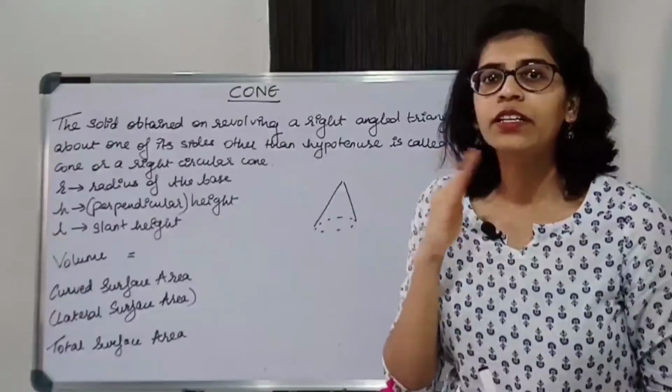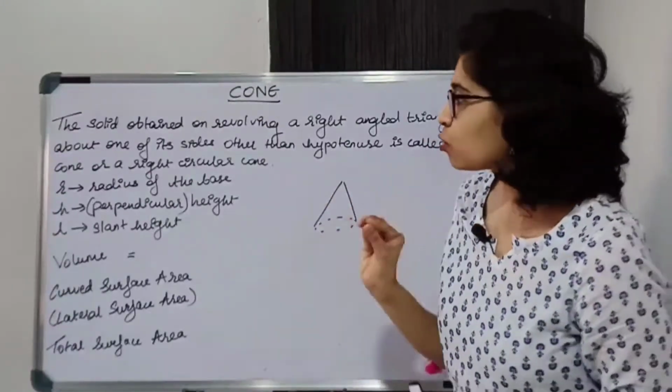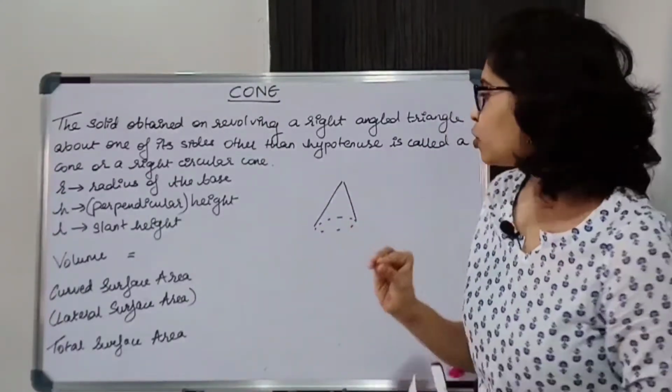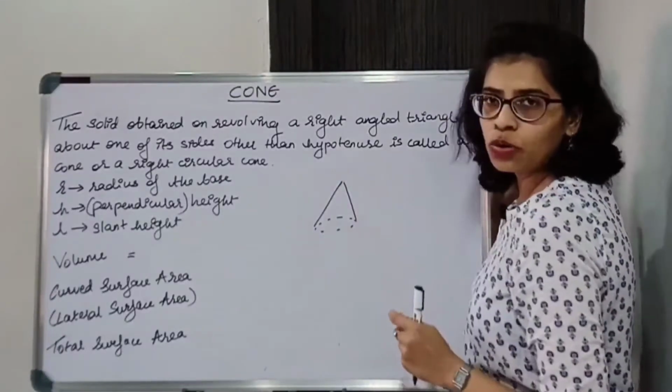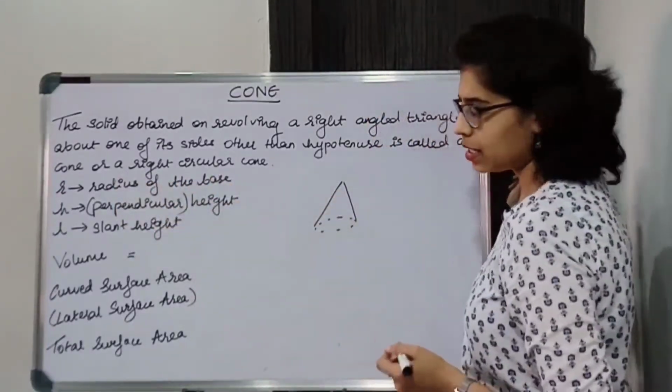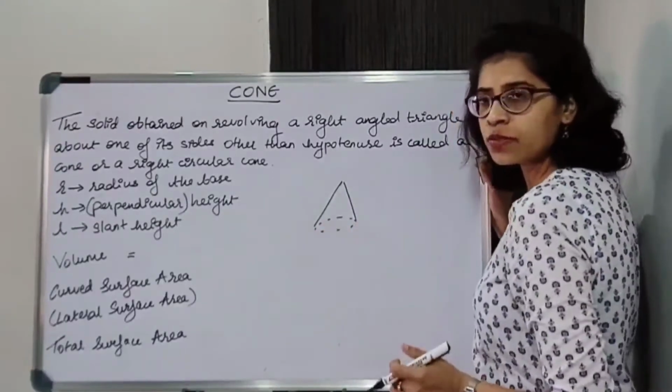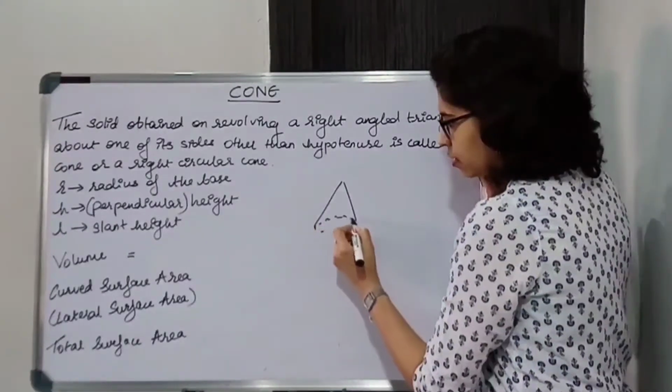Alright. Now, what are the dimensions that we need to know about a cone? Only then we can find the area and volume of the cone. So, the important, basic dimensions that we need to know. This is the cone. We need to know the radius of the base. This base, if you notice, it is circular, okay?